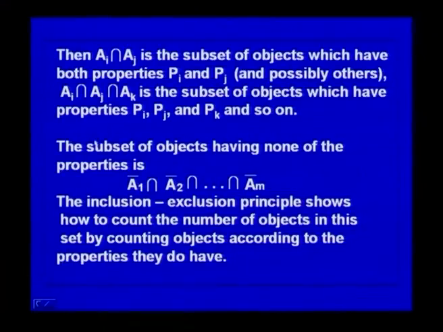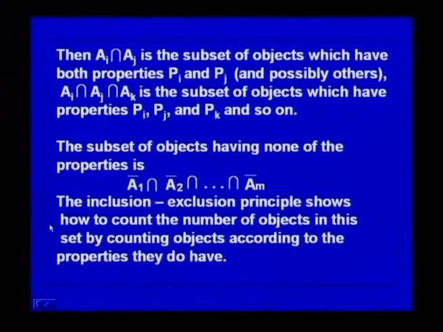Then the subset of objects having none of the properties is given by A1 bar intersection A2 bar intersection ... intersection Am bar. And what is the formula for this? That is what is given by the inclusion exclusion principle, which shows how to count the number of objects in this set by counting the objects according to the properties they do have.